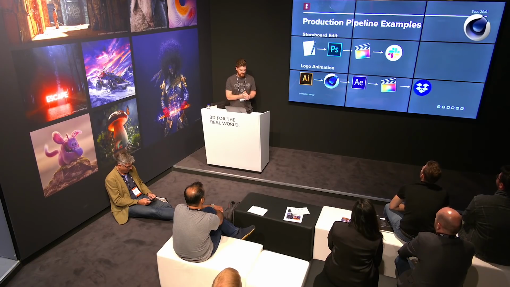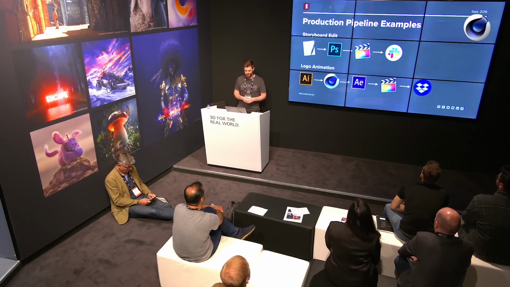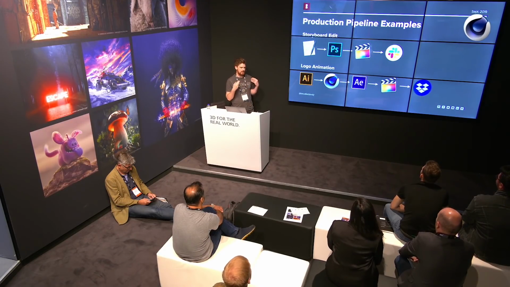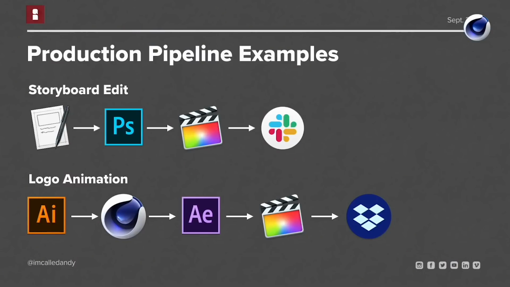So earlier I mentioned production pipelines, and I've got a couple of examples here. Initially, getting those ideas out of my head onto a storyboard, cutting out those frames and putting them into Photoshop, and then assembling that as an edit in Final Cut, and then just quickly sharing it with the client via Slack.